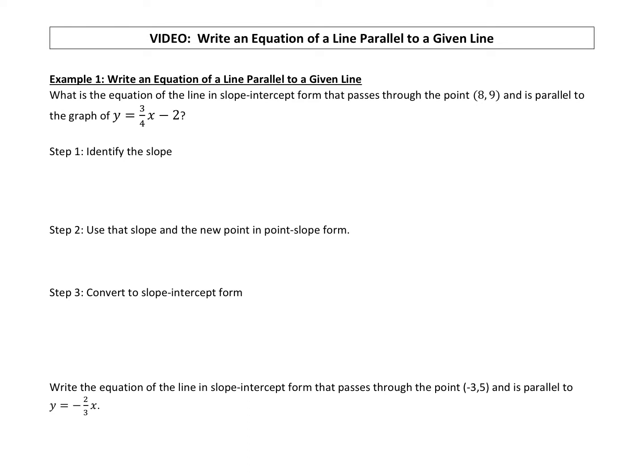So this first example, we're really going to break it down. First, we want to identify the slope of the line they gave us. This is in slope-intercept form, y equals mx plus b. So that 3/4 is the slope of the line they gave us. Now, because we want a parallel line, we're going to use that same slope, because parallel lines have the same slope.